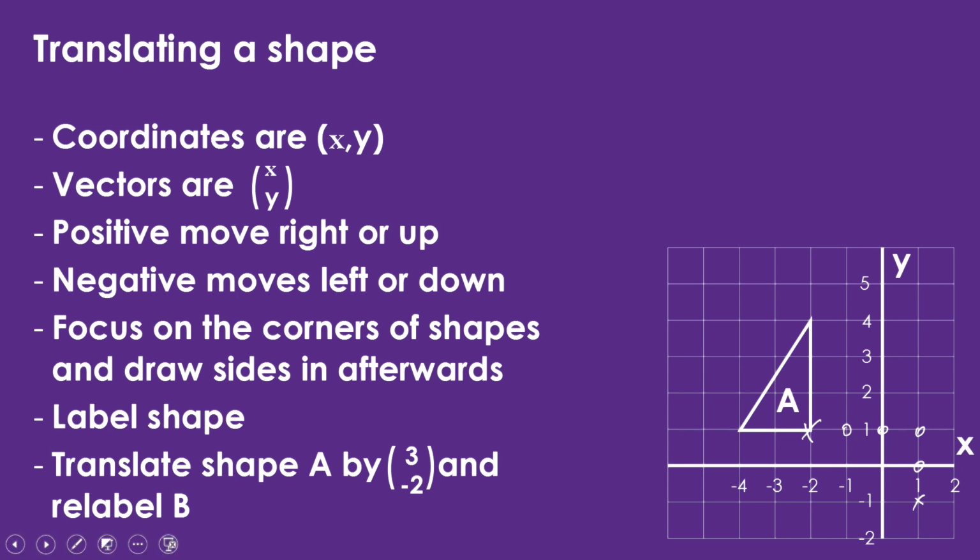As the only change in this shape is where it's going to be, I can redraw the same size shape using a ruler and then labeling it B. That is the shape translated by the vector 3, -2.